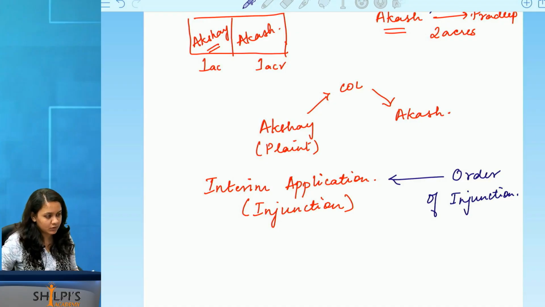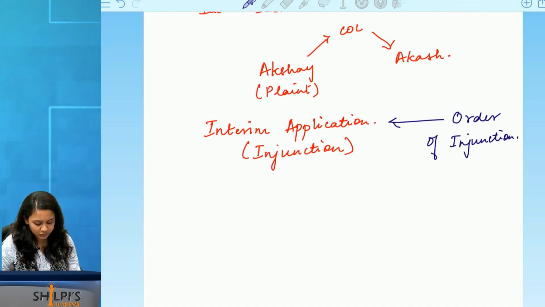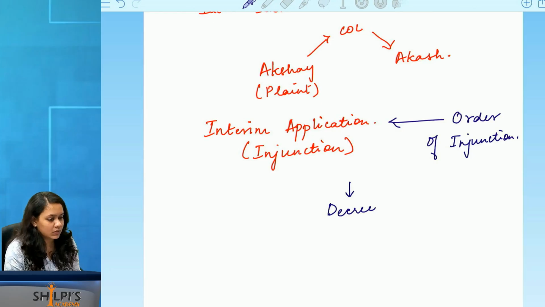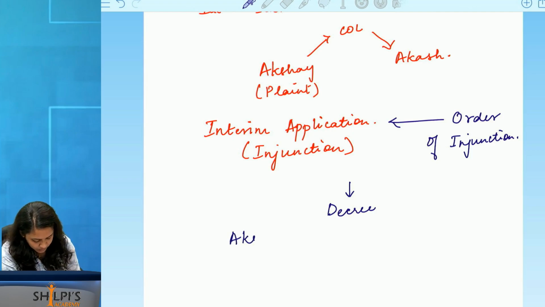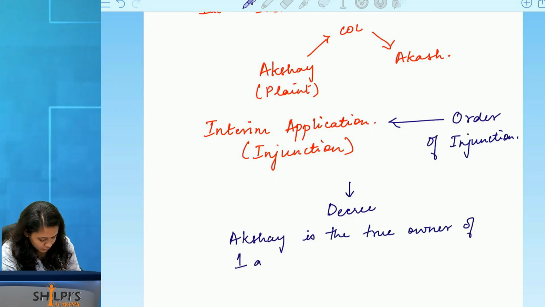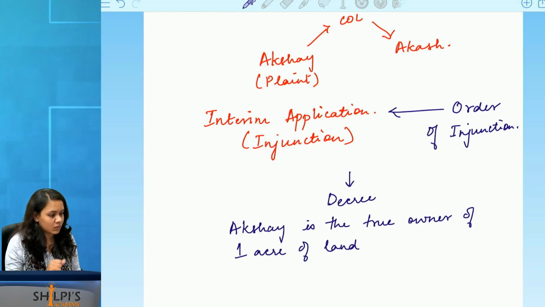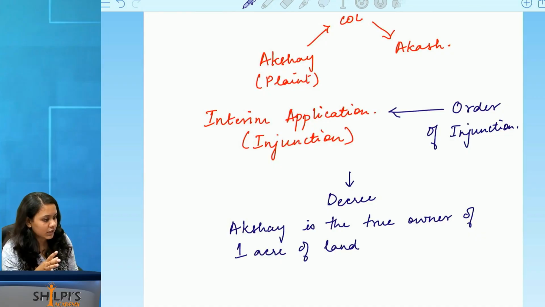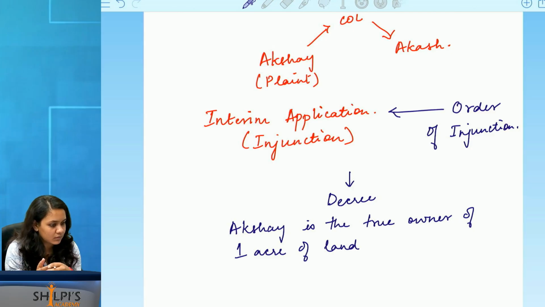following the same example, let's say that the court comes down to a final decree. The decree is ruled in favor of Akshay, stating that Akshay is the true owner of 1 acre of land. Now, there are a lot of procedures related to this property. The court can say, yes, you are the owner of 1 acre of land. But is it enough that the court simply says this?